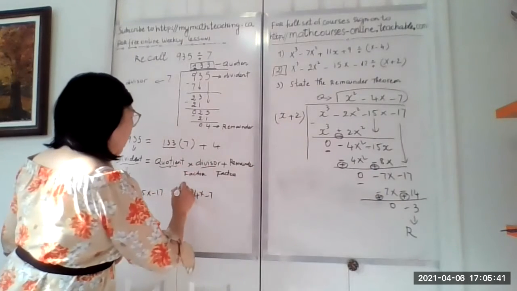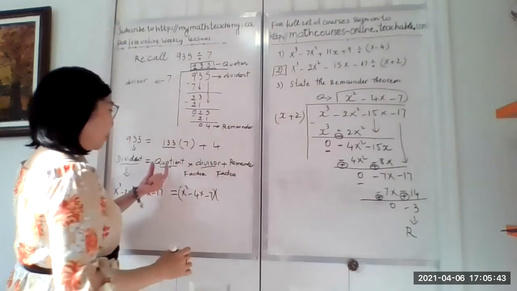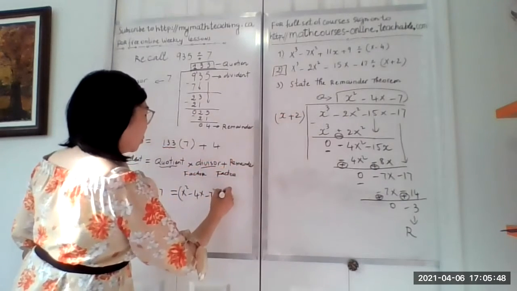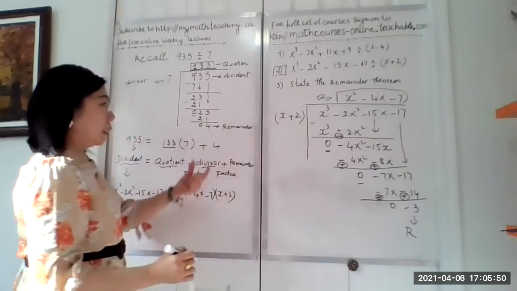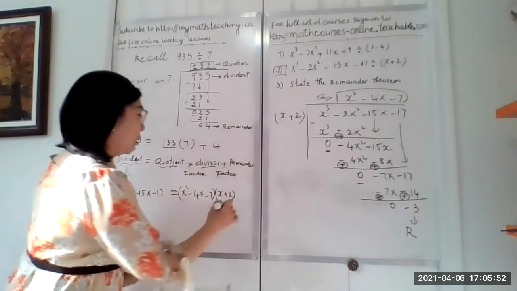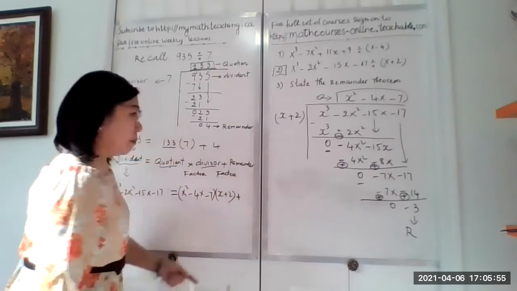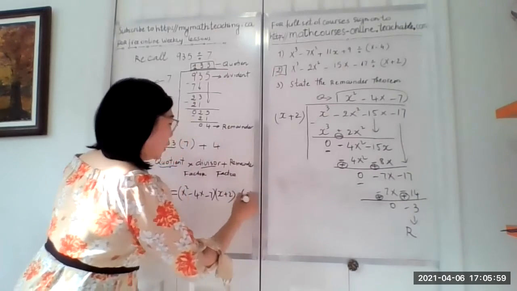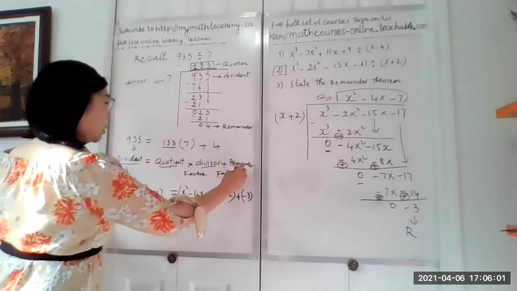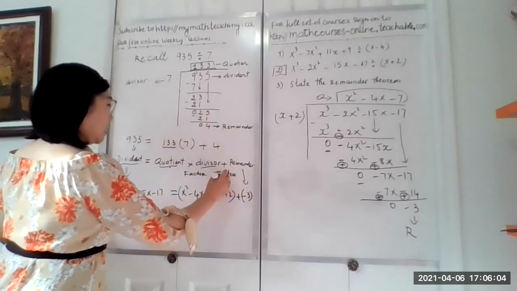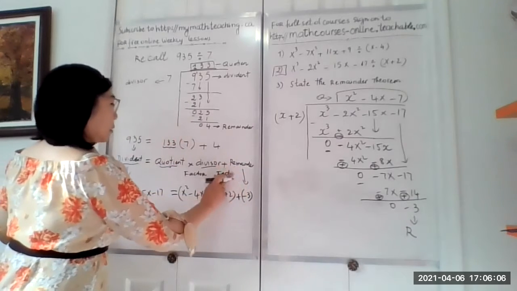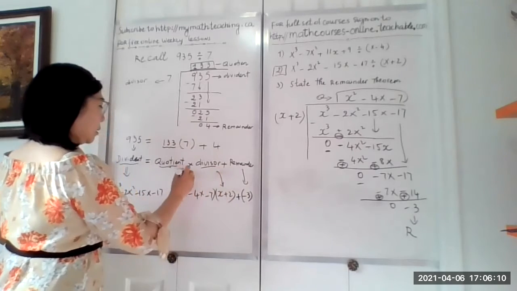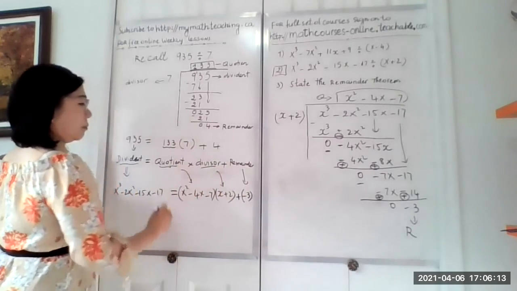Time with our divisor, I'm going to put in bracket, the time together. The divisor here is this number, x plus 2, adding with the remainder. And our remainder is minus 3. So that is the remainder. So this goes with this, and this goes with this.